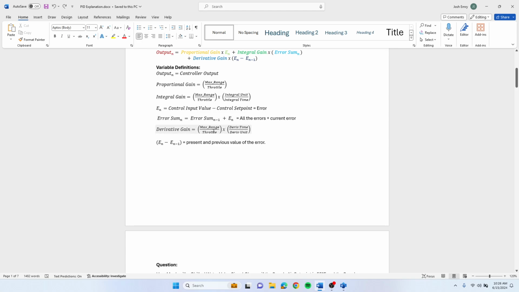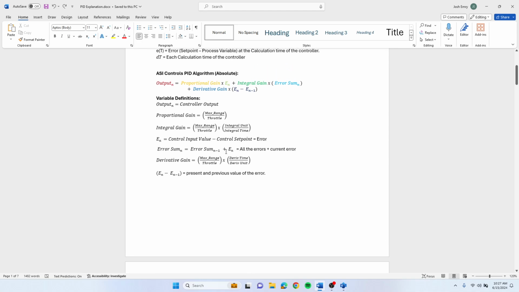Our derivative gain, again, is just that proportional part, the max range divided by throttle, times the derivative time divided by derivative unit. And then the En minus 1 of that derivative is just the previous value of the error.